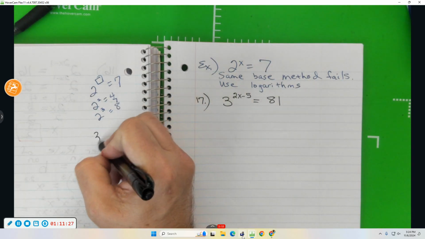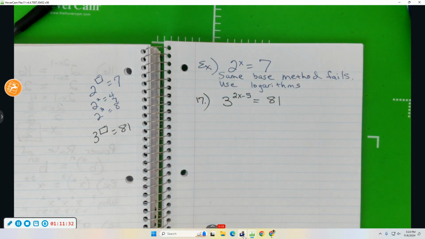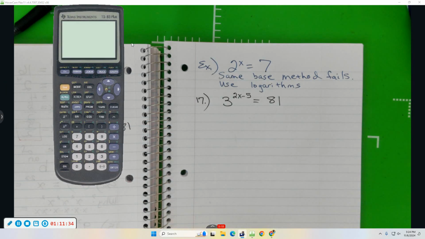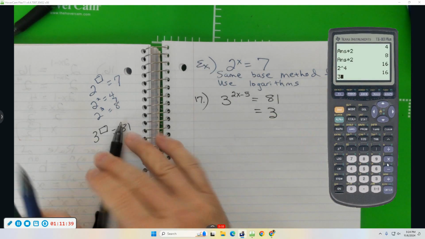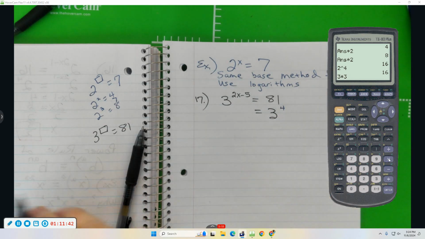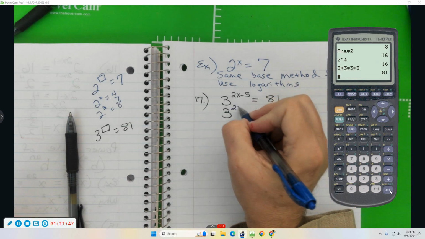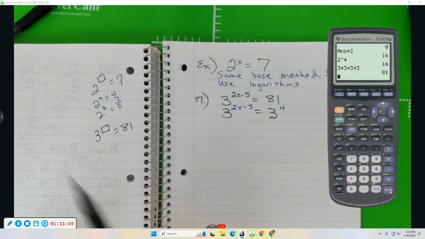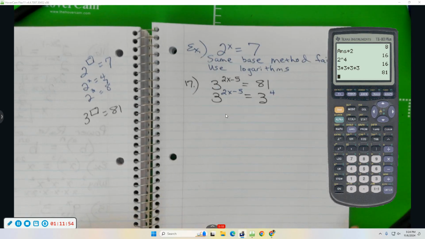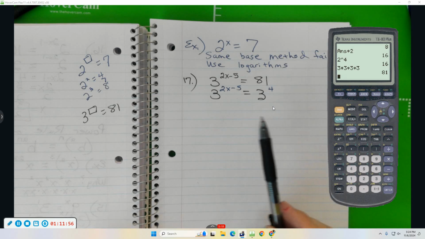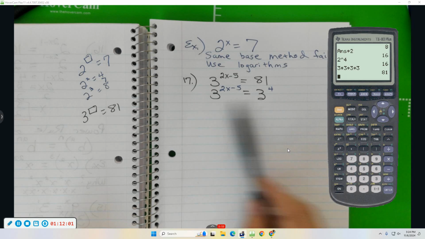You're asking yourself, 3 to what power will give you 81? Any ideas? 3 to the 4th power. Good. 81 is the same thing as 3 to the 4th. And on the right we have 3 to the 2x minus 5. What can we do now? Drop the base, set the exponents equal. We have a common base on both sides, no parentheses.